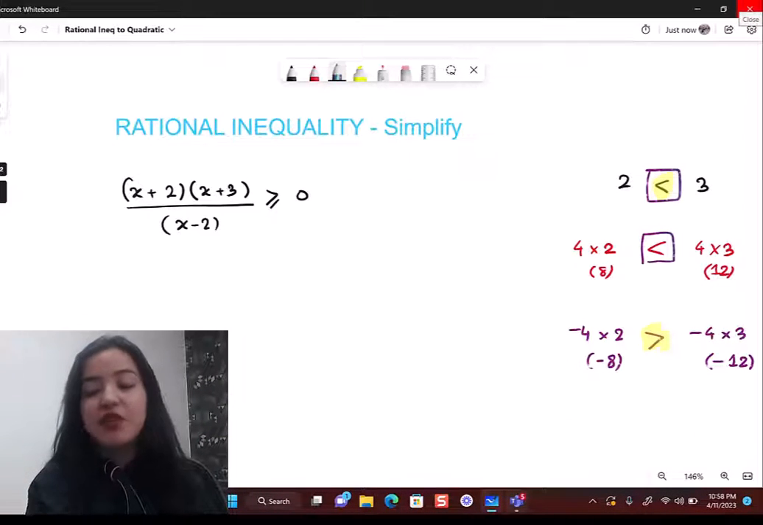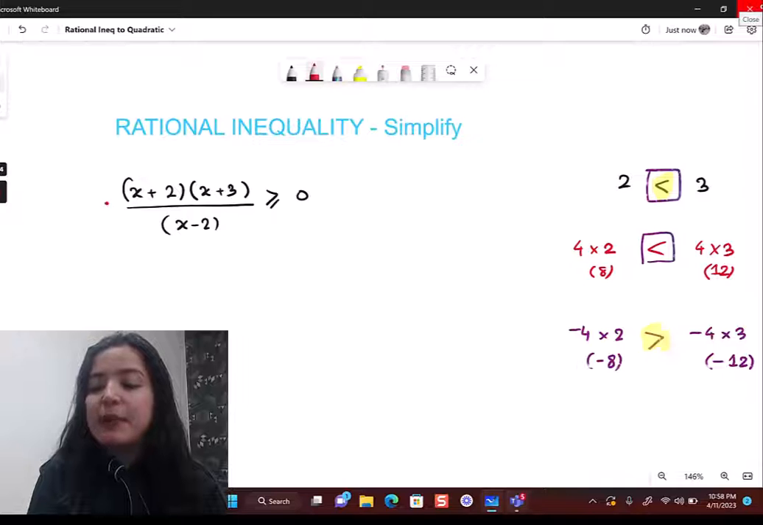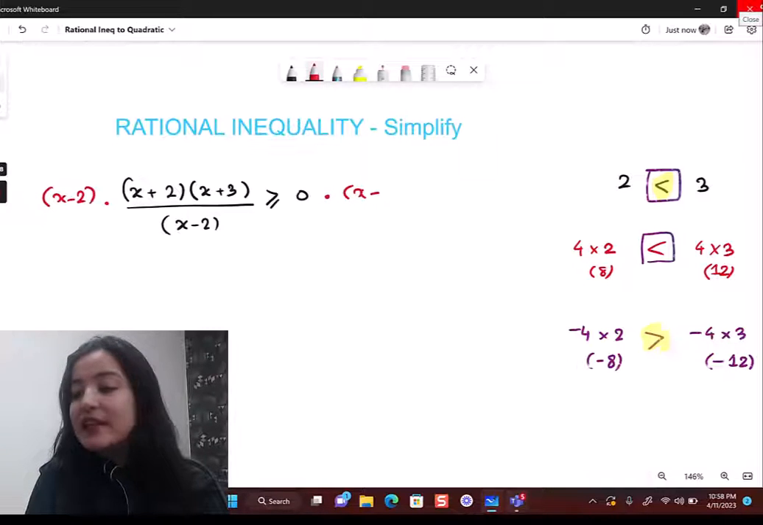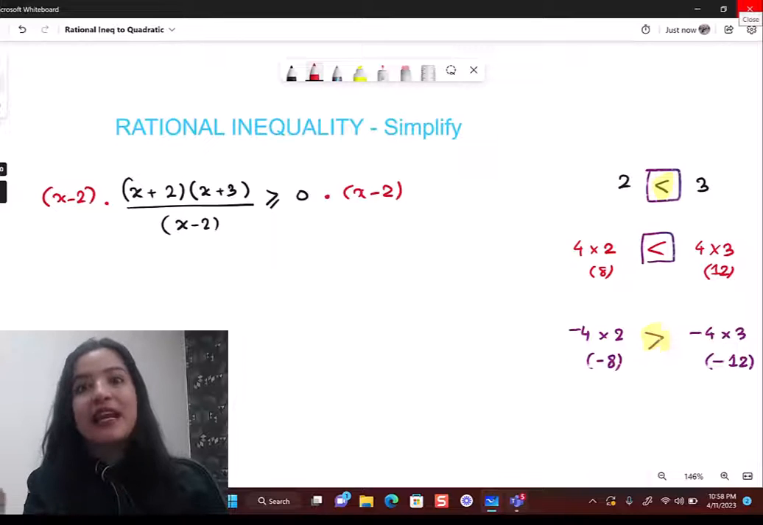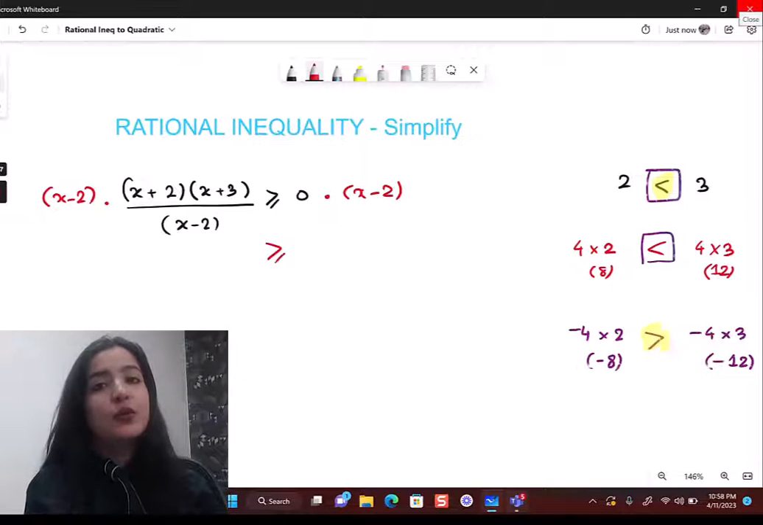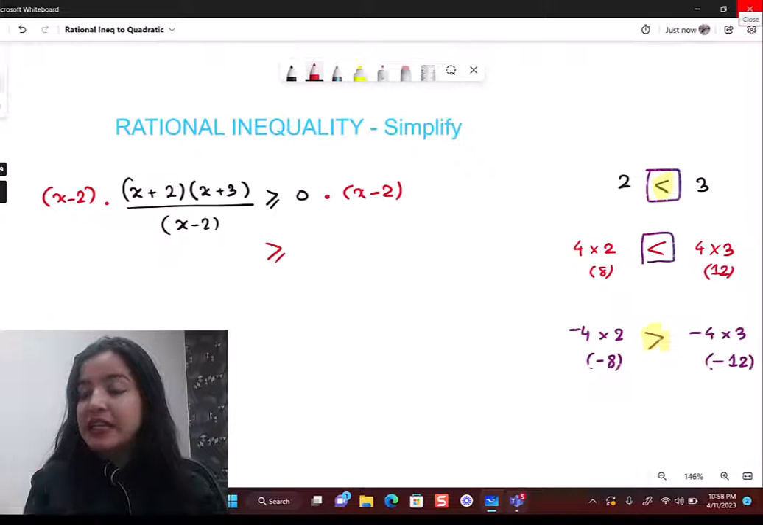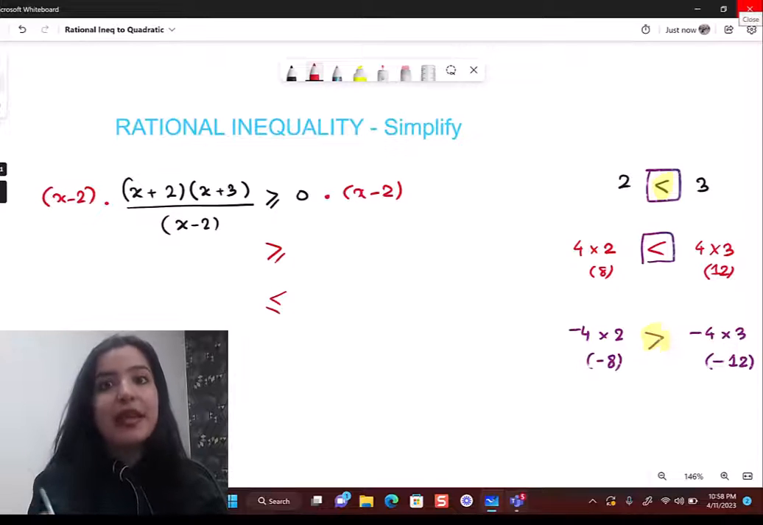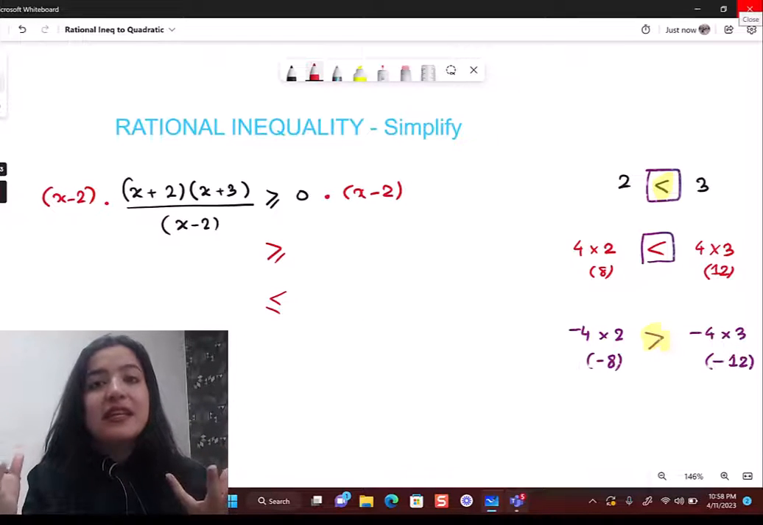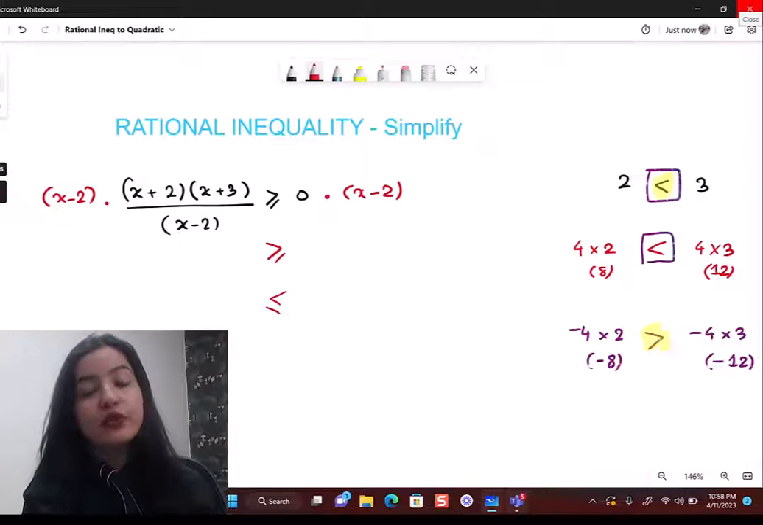inequality, when I try to simplify, if I just multiply both sides by x minus 2, I don't know whether x minus 2 is positive or negative. I don't, right? If it is positive, the inequality will stay the same. It will stay this greater than equal to thing. But if it is negative, my inequality will flip like this. So there are multiple things I need to consider. I need to consider both those cases.